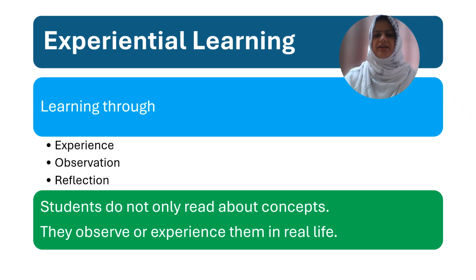This type of learning is called experiential learning. In experiential learning, students learn through direct experience, observation, and reflection. Instead of only hearing about the concept, they experience it in the real situation and then think about what they learned from that experience. So, experiential learning means learning by doing, observing, and reflecting on real life experience.